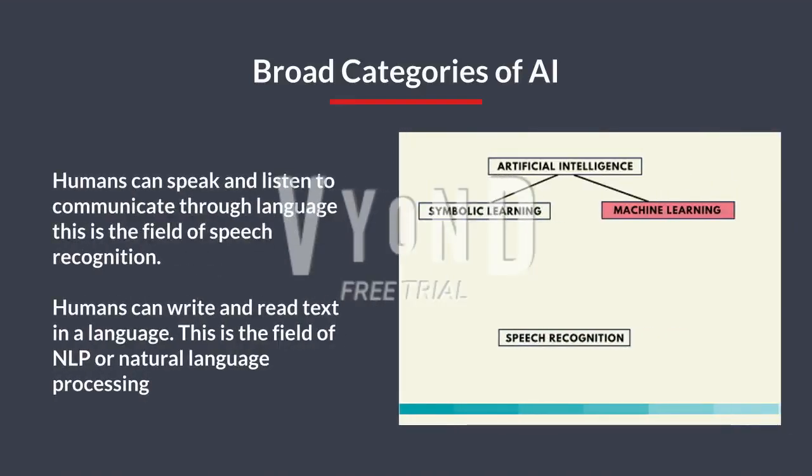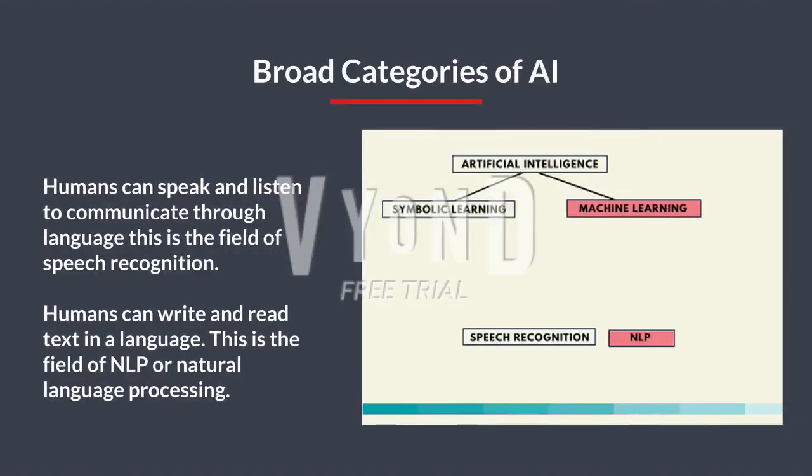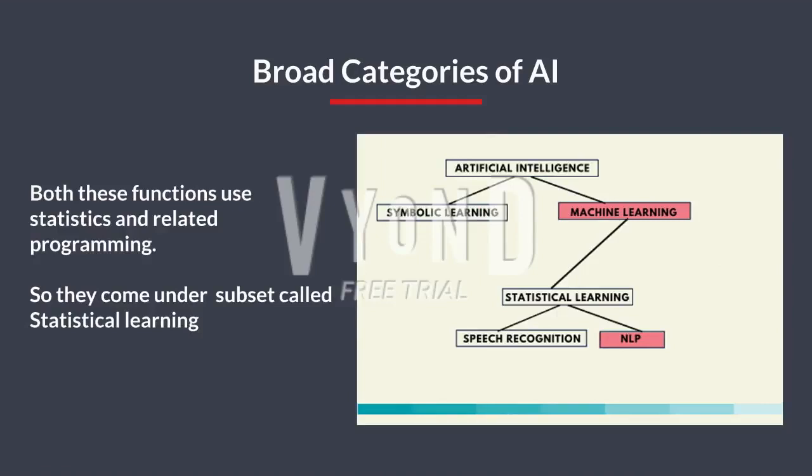Humans can speak and listen to communicate through language. This is the field of speech recognition. Much of speech recognition is statistically based, hence it's called statistical learning. Humans can write and read text in a language. This is the field of NLP, or natural language processing. Both these functions use statistics and related programming, so they come under a subset called statistical learning.